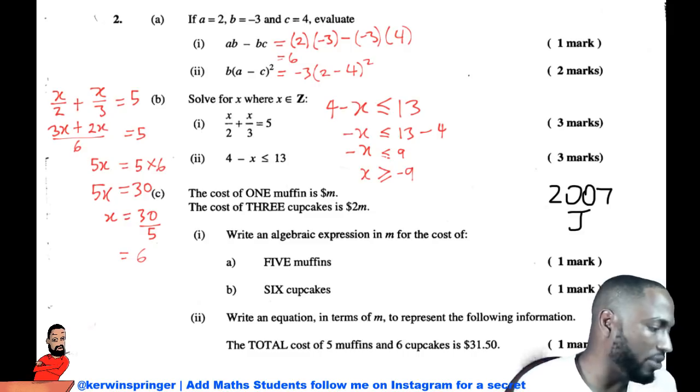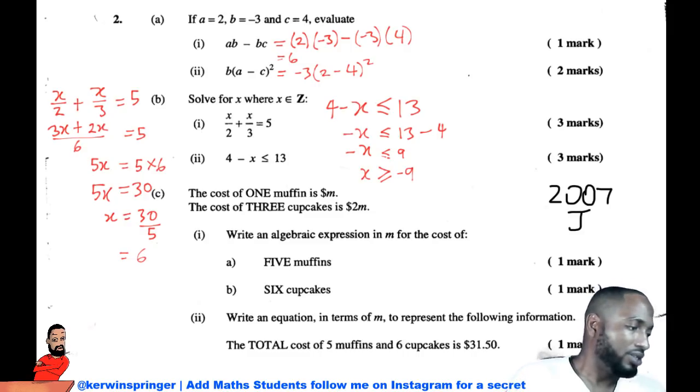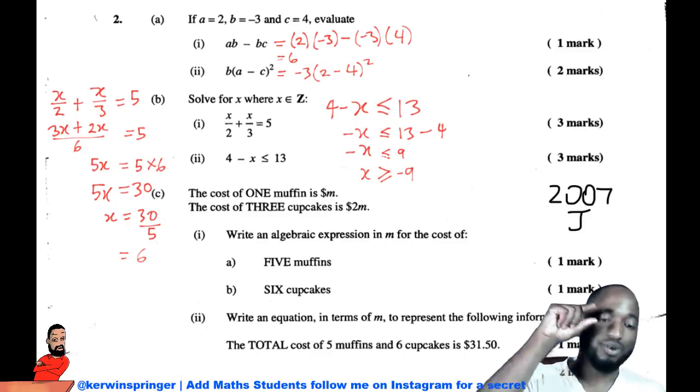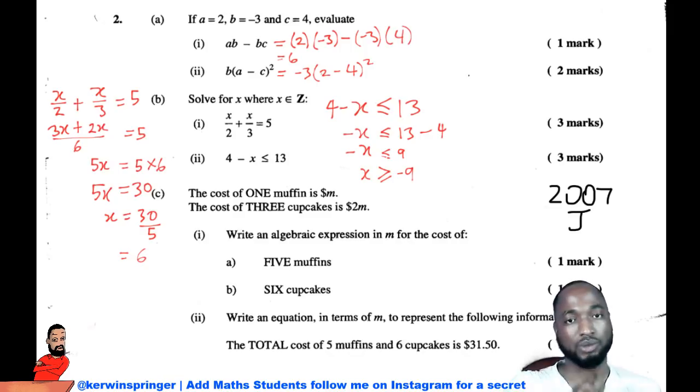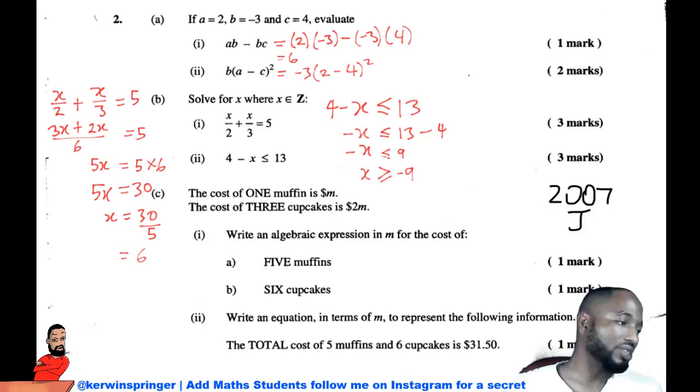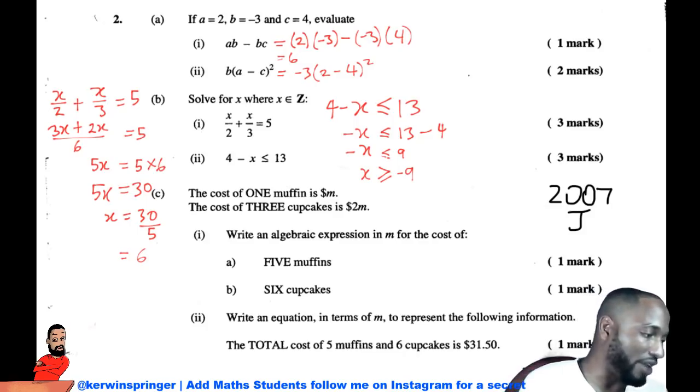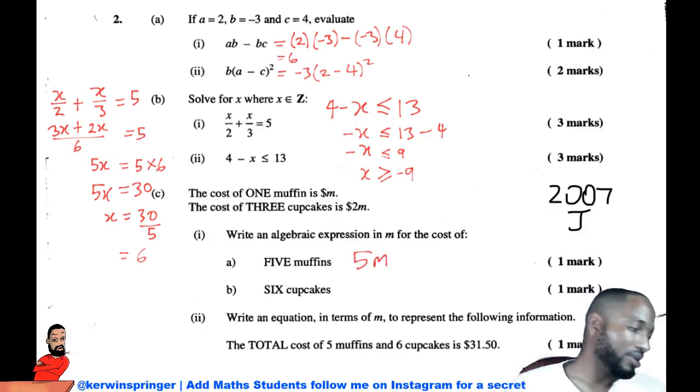All right. So, what next? The cost of one muffin is M. The cost of three cupcakes is 2M. Write an algebraic expression. You see this? Word to algebraic expression. Write an algebraic expression in M for the cost of five muffins. Well, if one muffin is M, five muffins is going to be 5M.